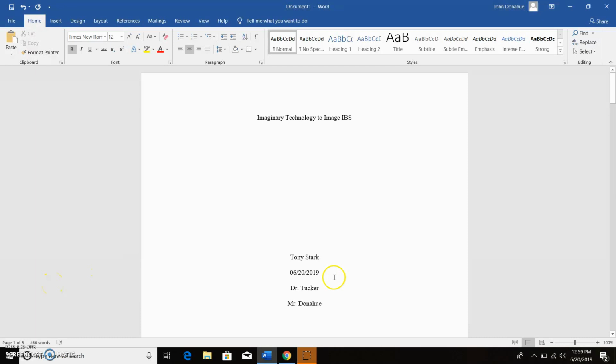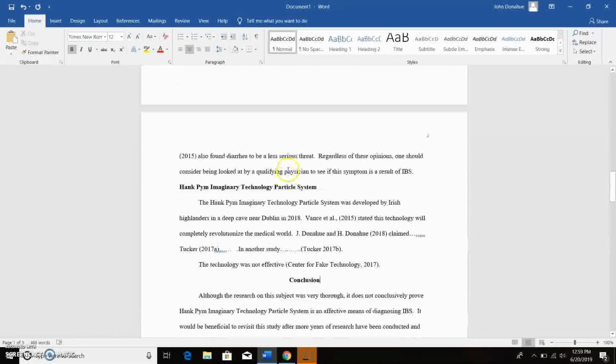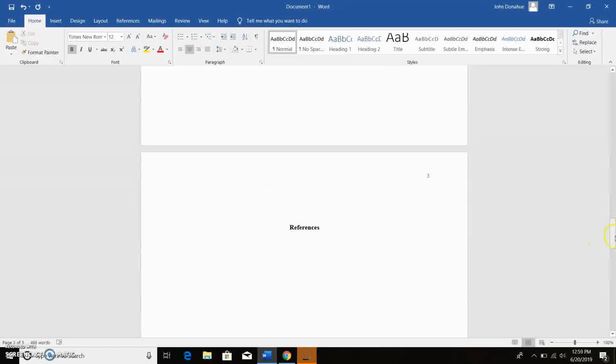What this tutorial is going to entail is how to bring all the parts of your paper together. Plus I'm going to throw in some techniques on how to do some citations in here. We're going to go in order from page 1 all the way down to our reference page.